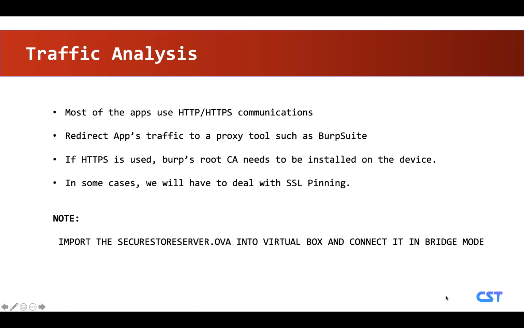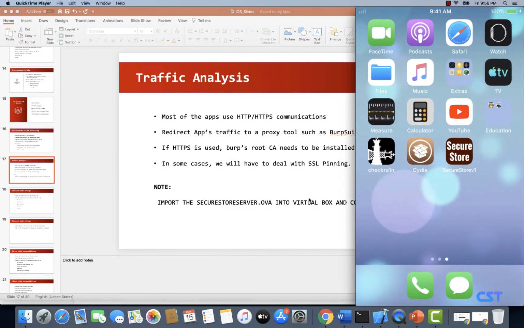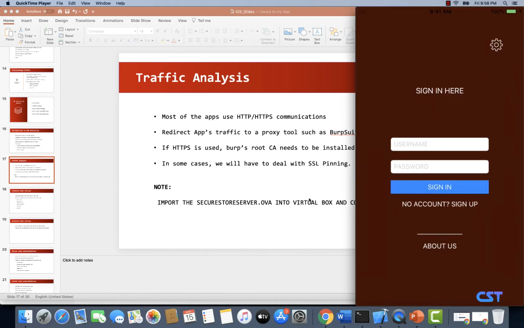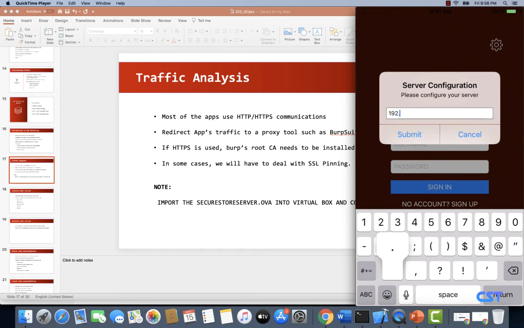So let me show you how we can do that. The application is installed here, Secure Store V1. Now let me tap on the icon and launch the application. If you see the top right corner in the application, there is a settings icon. We can just tap on that and enter the IP address of your server. That's it. That's the configuration that you need for this application to communicate with your server.